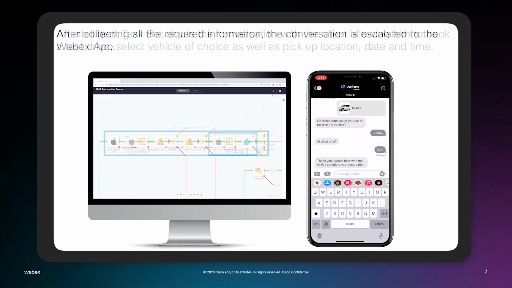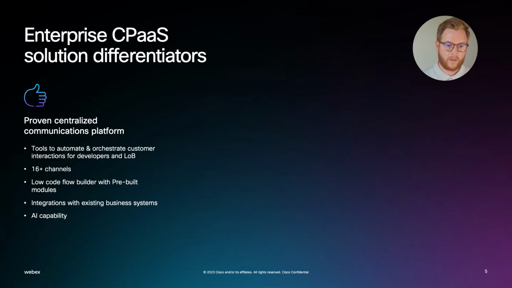So to summarize and finish, we have a proven centralized communications platform. This means providing tools to invite the entire enterprise to collaborate to building great CX, as we mentioned, make developers more efficient, low-code tools, economies of scale, reuse of integrations, all that great stuff.